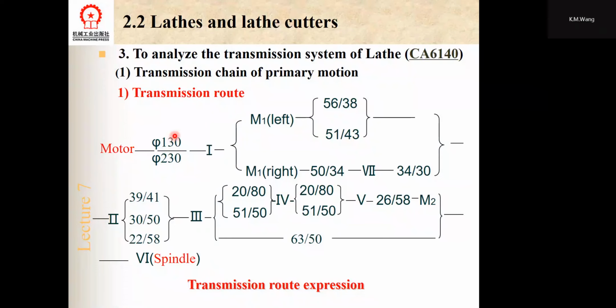Last class we studied the transmission route of the primary machine. We should know the transmission route by shaft 1 to shaft 2 to shaft 3 and then to shaft 4, 5 or 6, and 6 is the spindle.